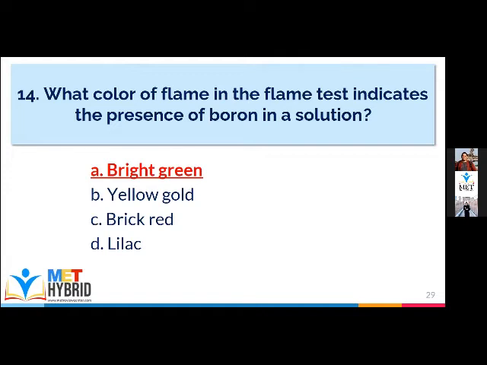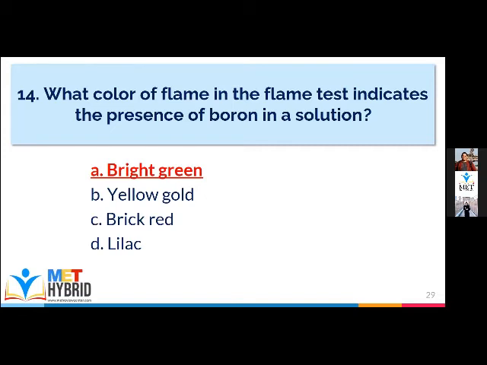Your brick red can be calcium or cadmium, no? For instance, when you say lilac, this is actually the color produced by your potassium. So different elements will result in different colors if you subject them to a flame test. And just review those tables on the internet for this particular subject or topic.